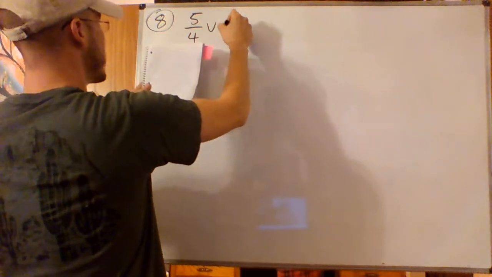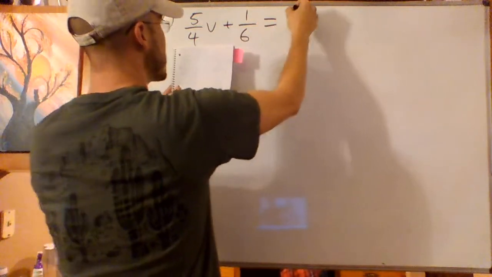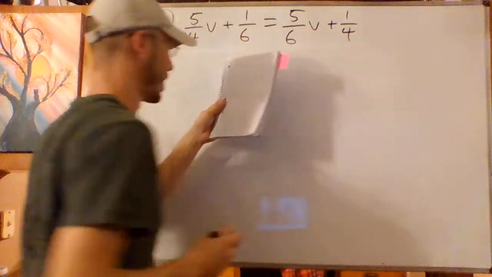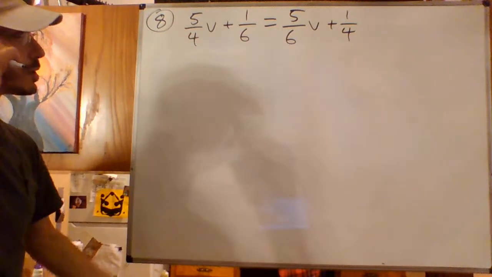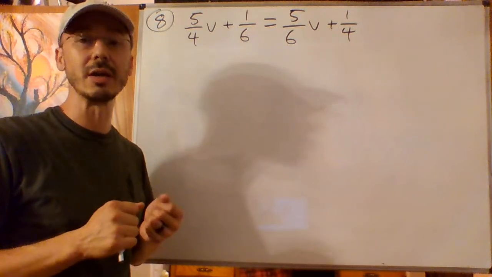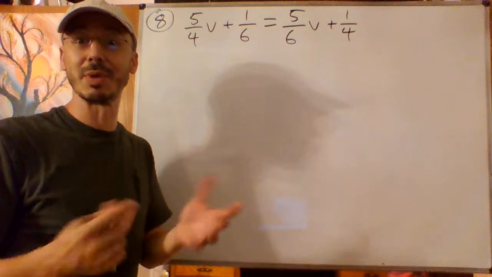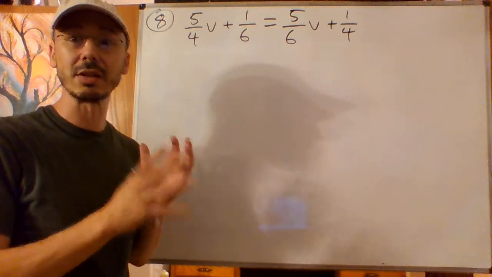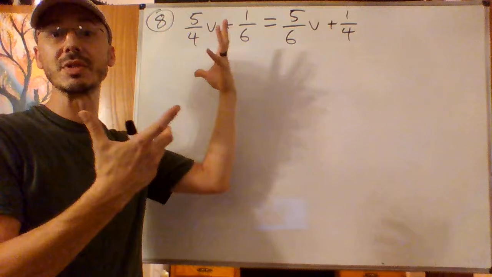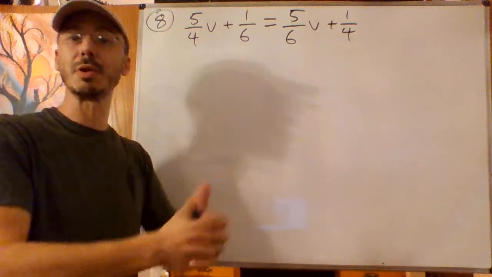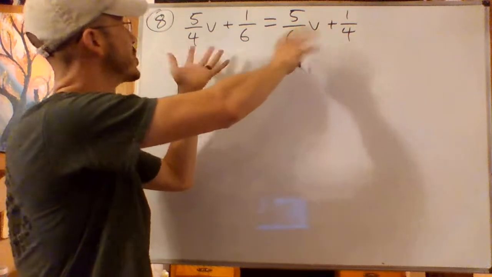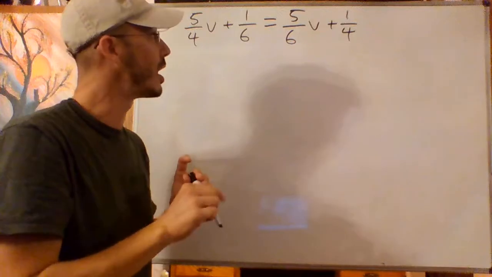This one is 5/4 v plus 1/6 equals 5/6 v plus 1/4. And I really don't want to do this the long way. I want to do this the quicker, graceful way. Not because it's graceful, because it's quicker, it's less writing. And that's to clear the equation of fractions. We can do this with an equation by multiplying both sides by the least common multiple of the denominators. And there's really only two denominators here, 6 and 4. They're on both sides, but there's still only two numbers.